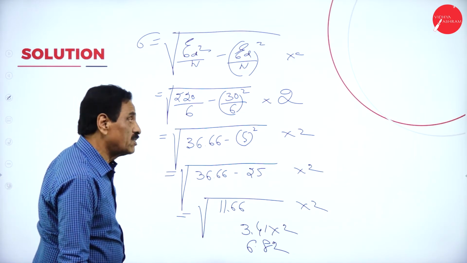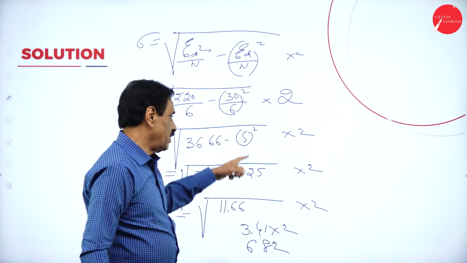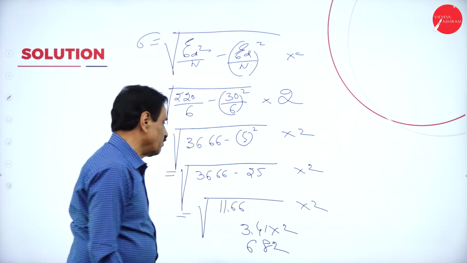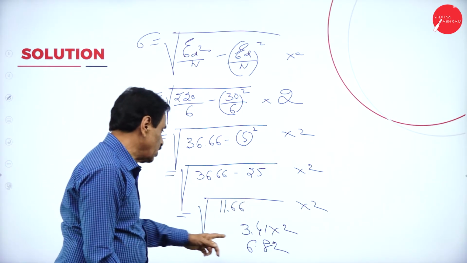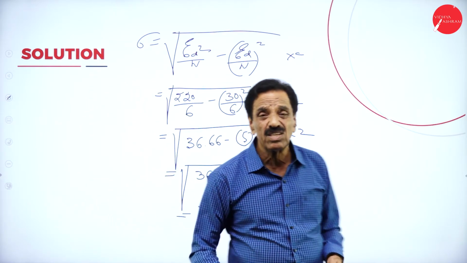30 divided by 5 is 5 whole square. Class interval is 2. 36.3. 5 square is 25. Deduct, 11.66 into 2. Root of this is 3.41 into 2. It works out to 6.82. Very easy to calculate.